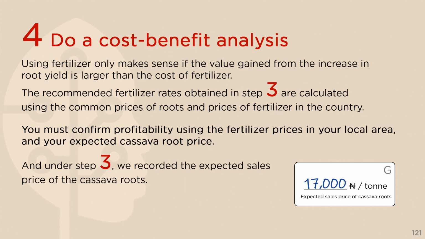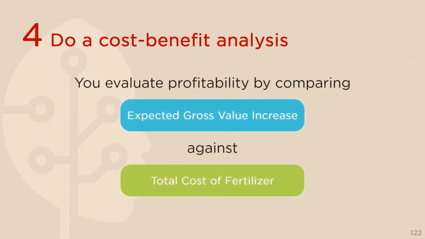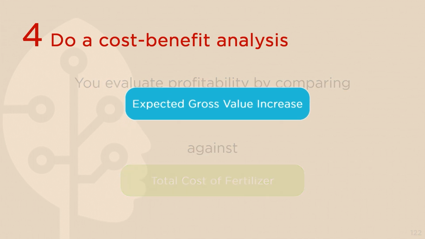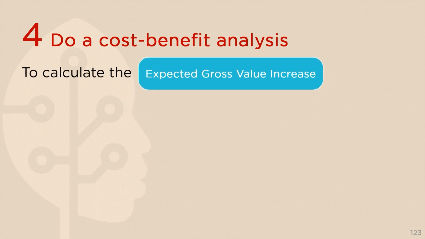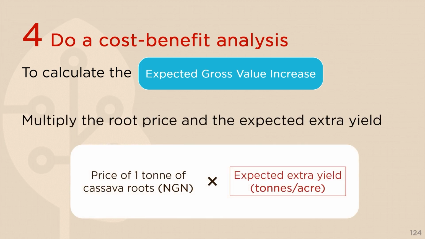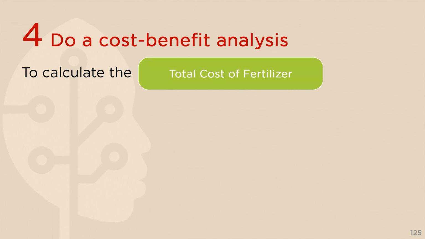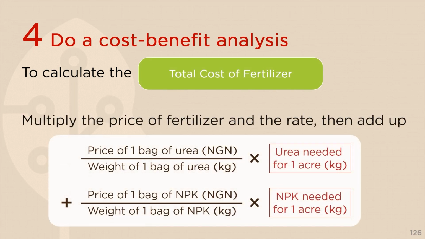To calculate profit from fertilizer, you need to compare your expected gross value increase with the total cost of fertilizer. Let's start by calculating the expected gross value increase per acre. To calculate this, you need to multiply the root price in Naira per ton with the expected yield increase in tons per acre. Next, you need to calculate the cost of fertilizer per acre. For each fertilizer, multiply the fertilizer price in Naira per kilogram with the recommended application rate in kilogram per acre. Then sum these up. The worksheet helps you make these calculations.